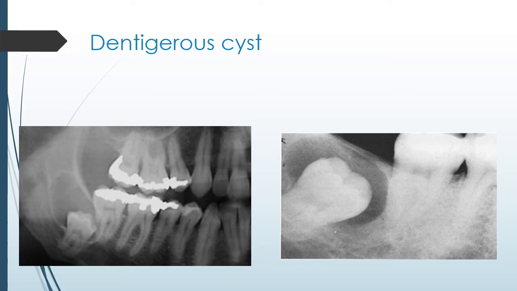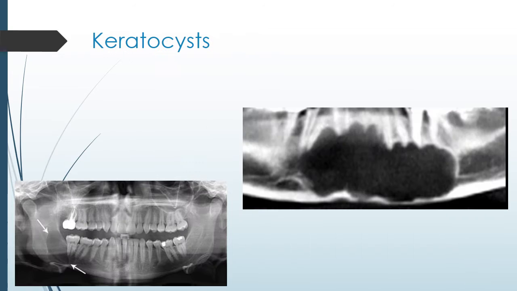Dentigerous cysts may be found anywhere in the mandible or in the maxilla, but are more frequently located at the angle of the jaw, cuspid region, and third molar area. Treatment of dentigerous cysts is by complete surgical enucleation.